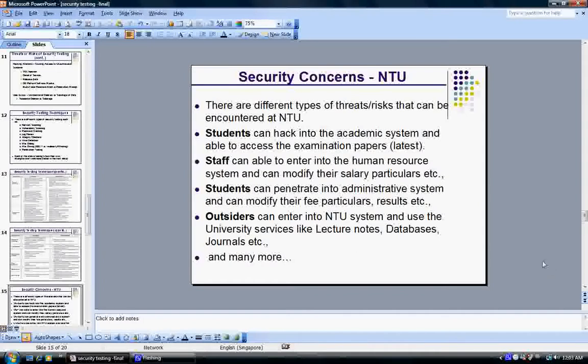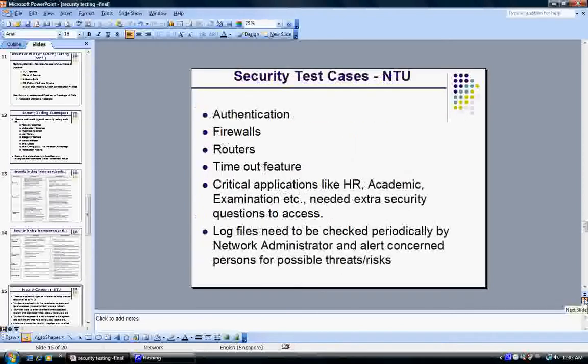These are some of the few security concerns we have listed down, but there could be many more, and it could be endless as well, because the number of threats or risks available over the internet or over the networks is exhaustive.